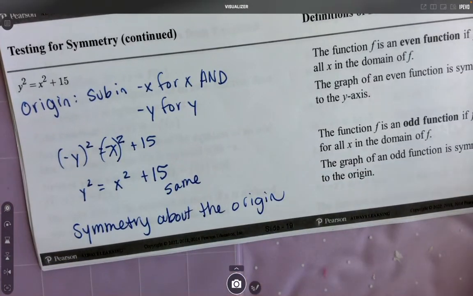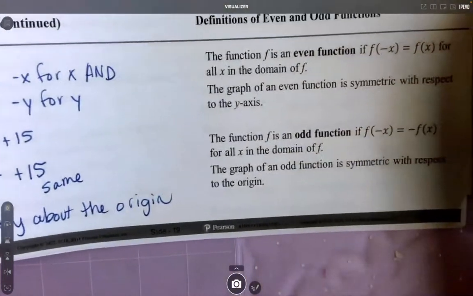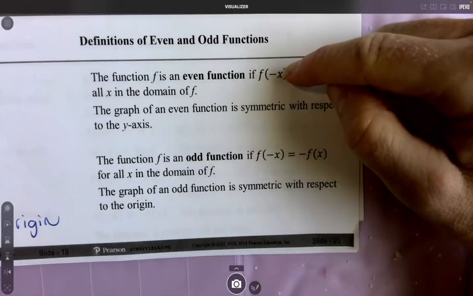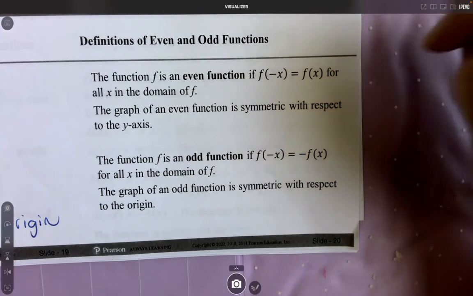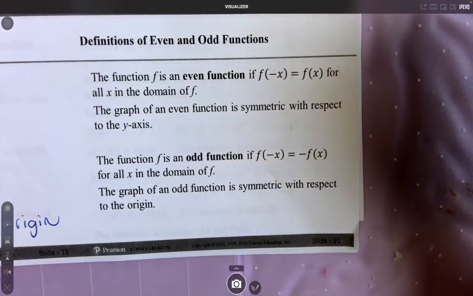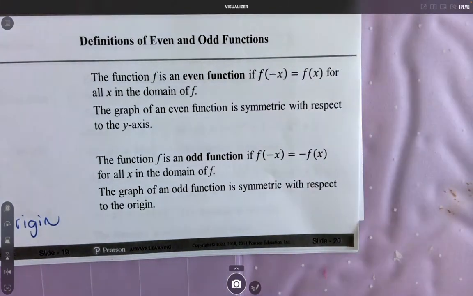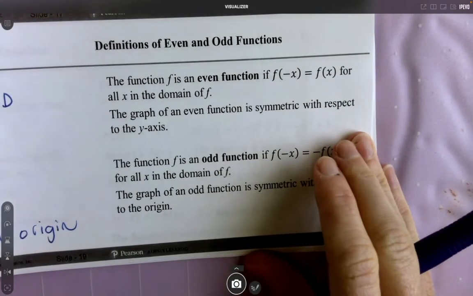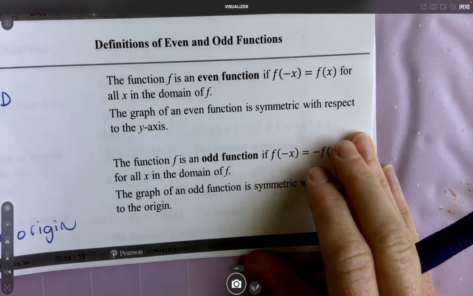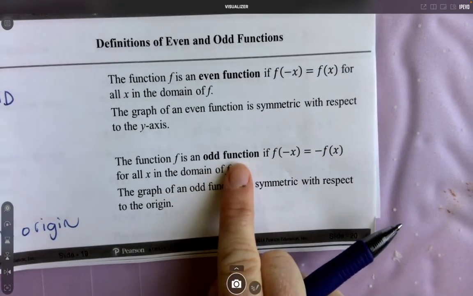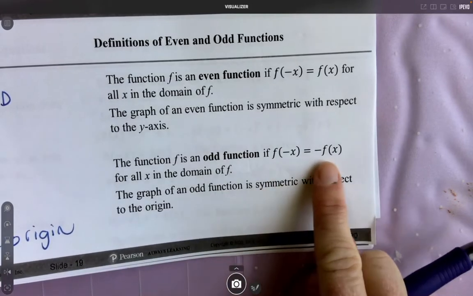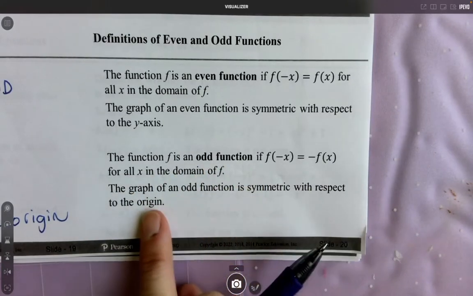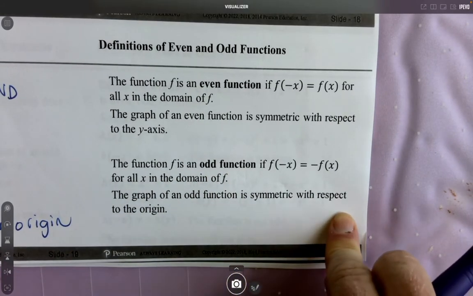All right. So that's enough about symmetry. Let's go to even and odd functions. If f is an even function, then f of negative x equals f of x for all x in the domain of f. The graph of an even function is symmetric with respect to the y-axis. I guess you can only be even. Can you be even and odd? I don't know. Then the odd function is whenever f of negative x equals negative f of x. It's an odd function if it is symmetric with respect to the origin.